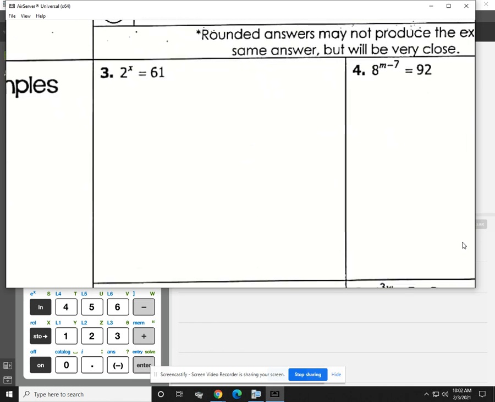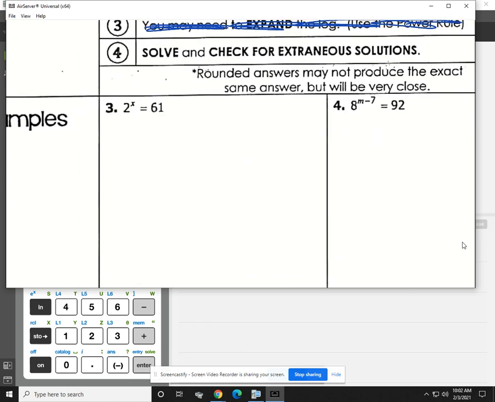Look down here at number 3. I've already proven to you guys we cannot solve this by creating the same base. But what can you always do with an exponent? Rewrite it as a logarithm. We can always rewrite an exponent as a logarithm. Watch. The base of your exponent, guys, what's the base of my exponent? 2 becomes the base of my log. Log base 2. And then we do the loop. Log base 2 of what? 61 equals what? So how can we solve for x?